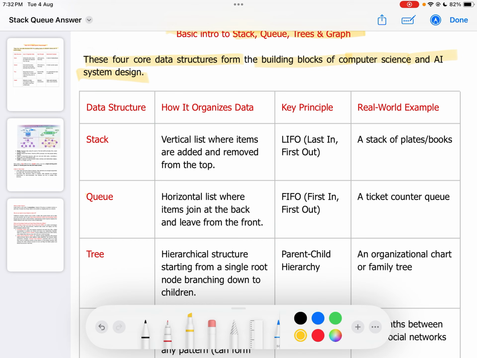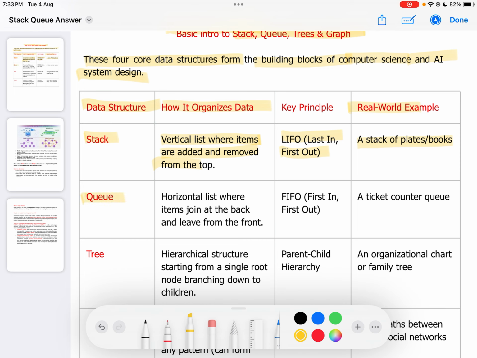Okay, now first, data structure. One is stack. How does it organize data? It's a vertical list where items are added and removed from the top. Last in, first out is the key principle in this. For example, if you are arranging books, you will have to pick up the last book that you have placed. Okay, that is stack.